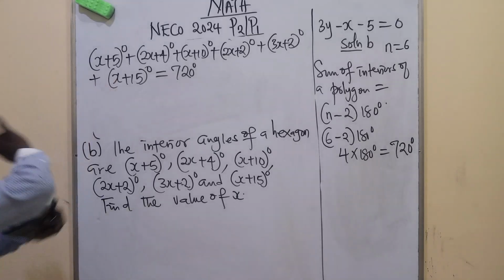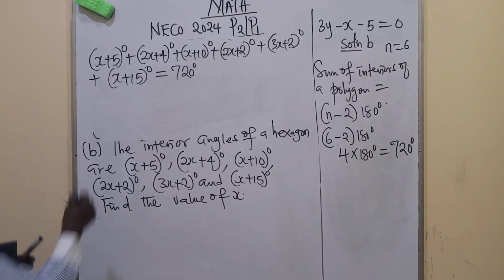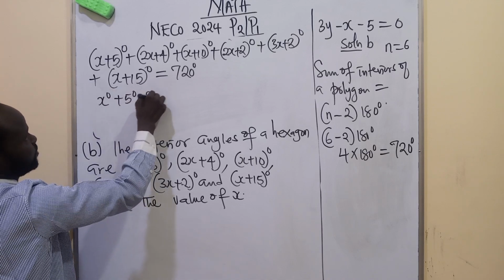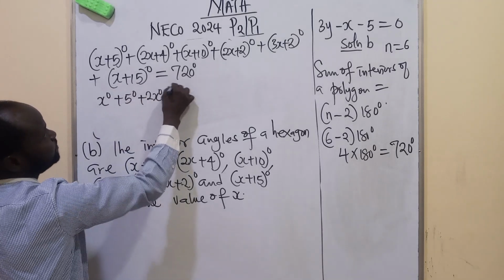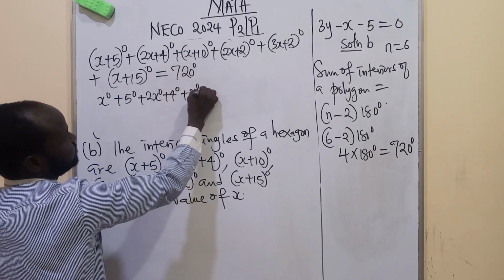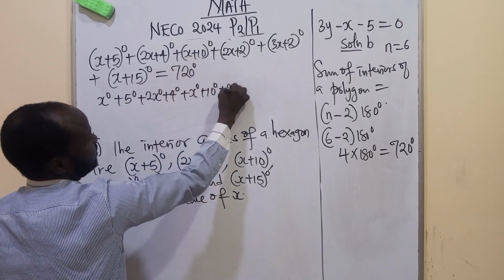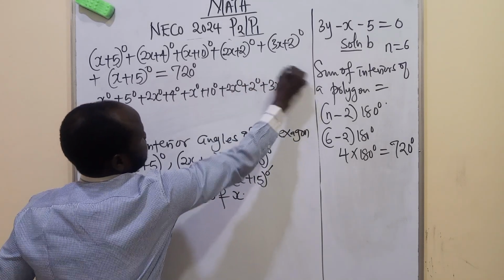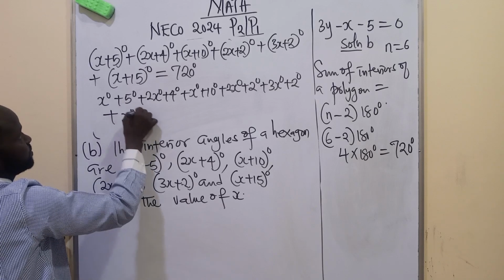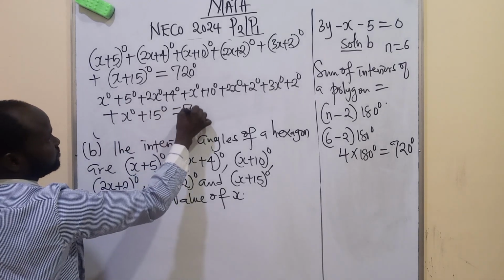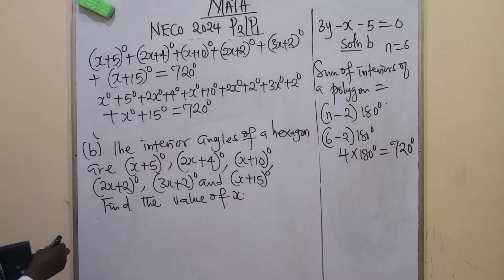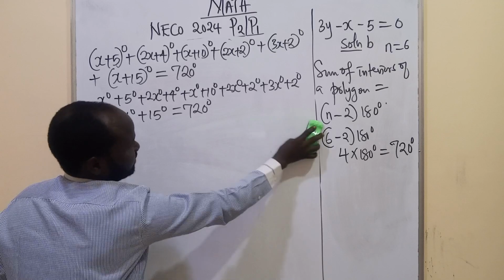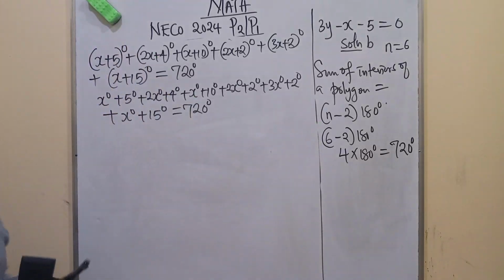So our aim is to find x. So let's remove the brackets. That's the next thing to do. So removing the brackets now, we have x degrees plus 5 degrees plus 2x degrees plus 4 degrees, plus x degrees plus 10 degrees plus 2x degrees plus 2 degrees plus 3x degrees plus 2 degrees, plus x degrees plus 15 degrees, equal to 720 degrees. Okay, so I can clean the question now because we are almost there. We are asked to find the value of x. So let's get enough space here.